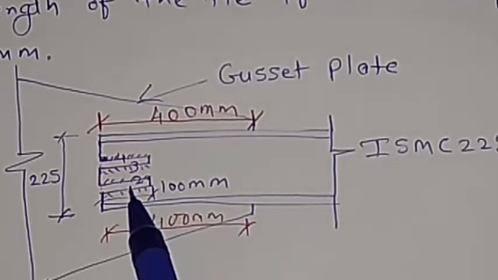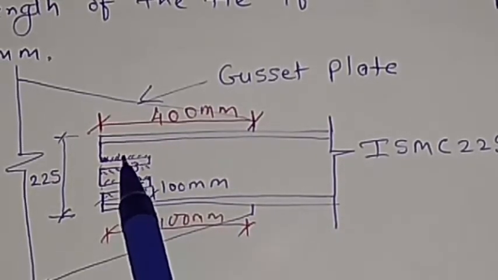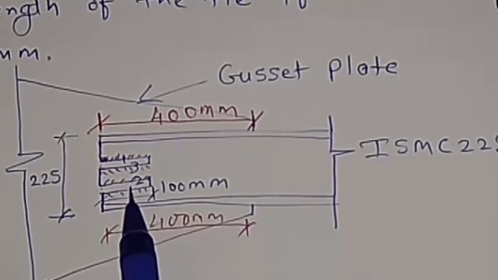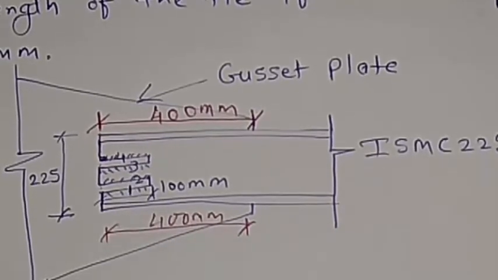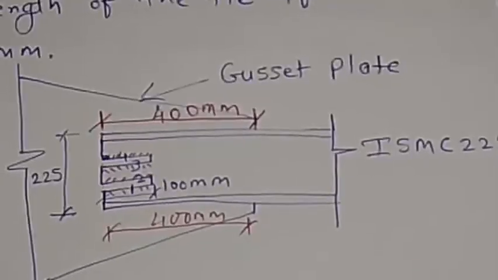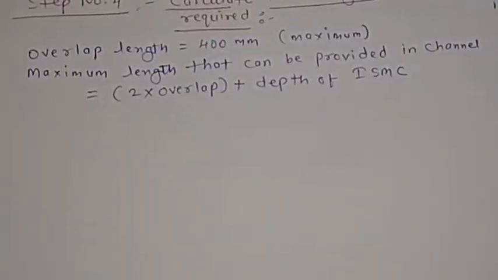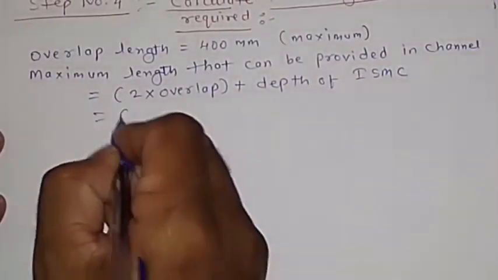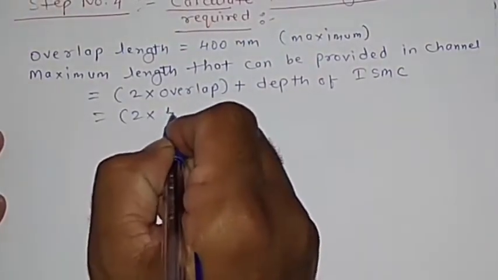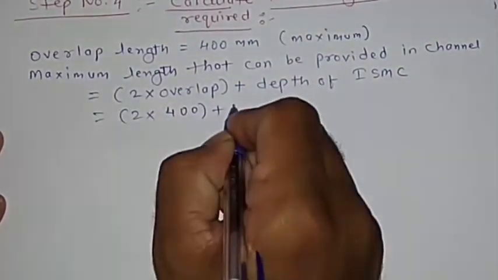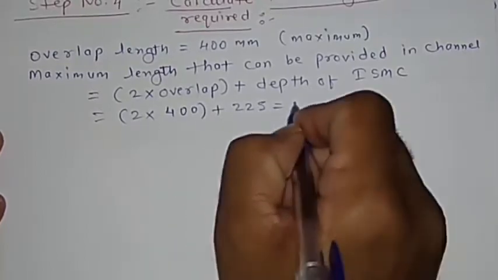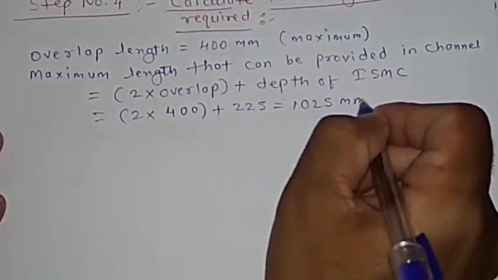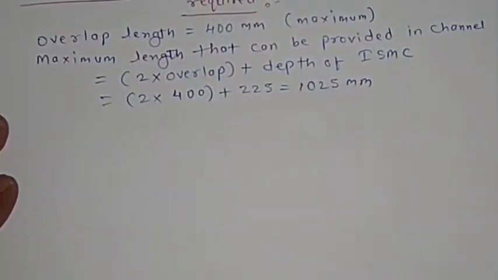So how much grooves? So this is, as I said, 1 2 3 4. There has to be 1 2 3 4. So we'll be calculating it. So this is actually, as I said, 2 into 400 plus 225. So this is 1025 mm, and we require the groove length.